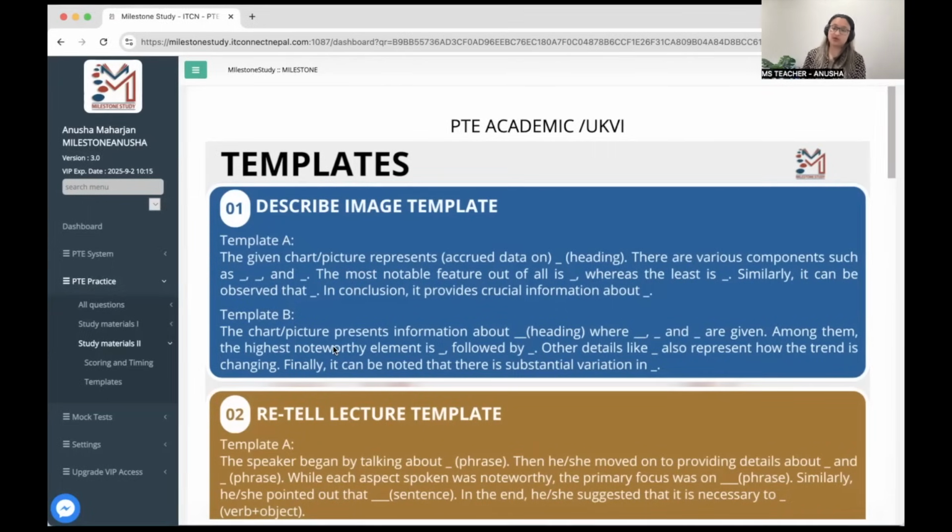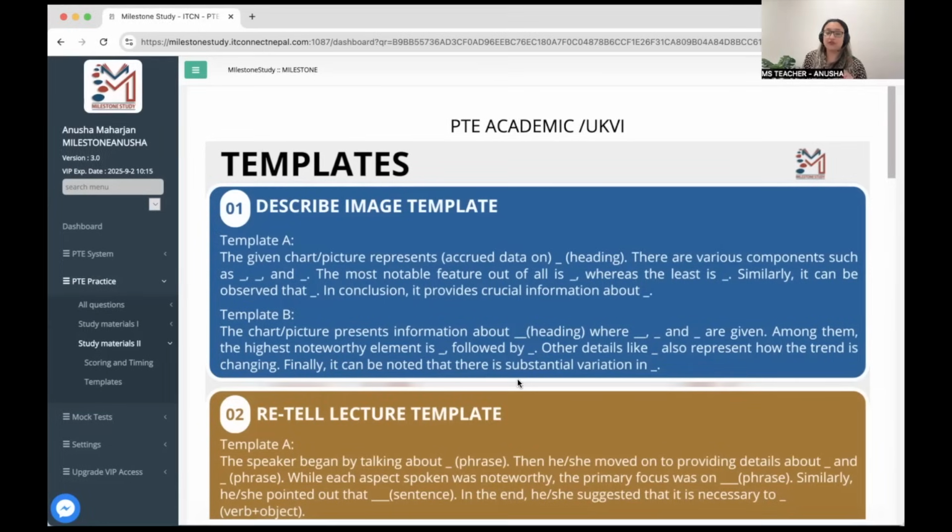Template B, if you are using another image. The chart represents or presents information about something where x-axis and y-axis, where all the components, okay, blue, green, yellow, whatever, are given. Among them, the highest noteworthy element is. So highest is 2008 at 550, followed by 2007, 500, other details like so you give more details about percentages and numbers, also represent how the trend is changing. Finally, it can be noted that there is substantial variation in the number of people using internet.